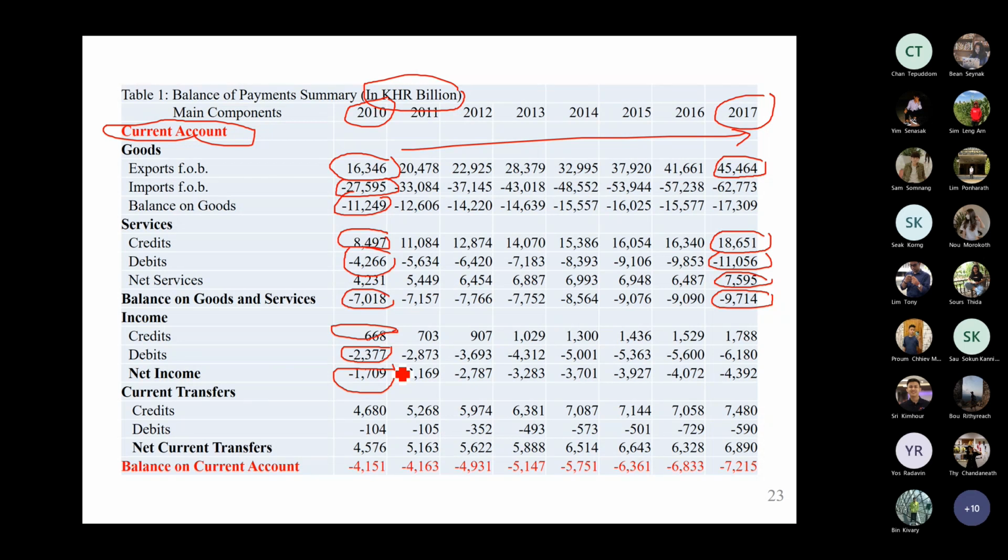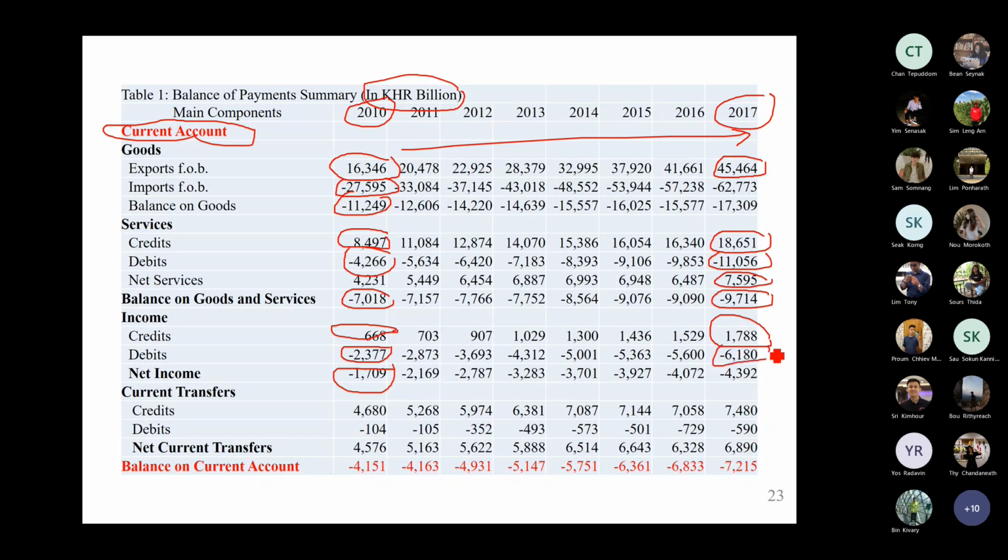But looking at the situation in the year 2017, we can see this is the income that we receive. It could be the remittance that is transferred back home, and this is the one that is outflow.